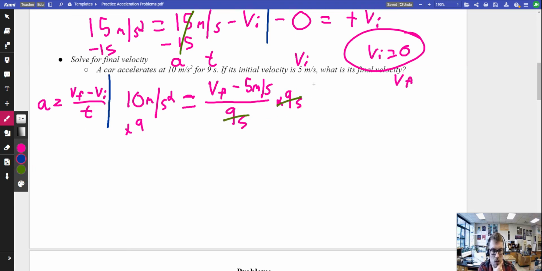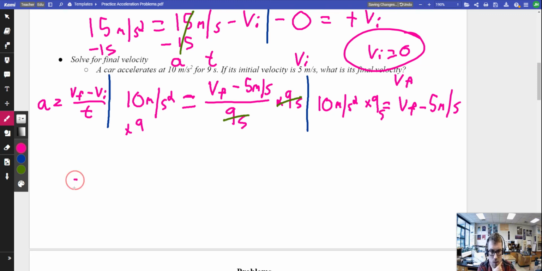Okay, so we're left with 10 meters per second squared times 9 is equal to VF minus 5 meters per second. Okay, so what's 10 times 9? 10 times 9 is 90. And so when we multiply these, this is going to end us up with 90. And one of those seconds is going to cancel out because we're multiplying it by time, right, by 9 seconds. This is going to be left with 90 meters per second is equal to VF minus 5 meters per second.